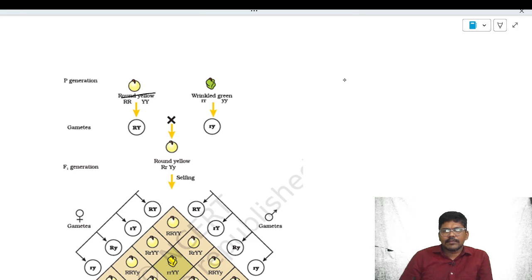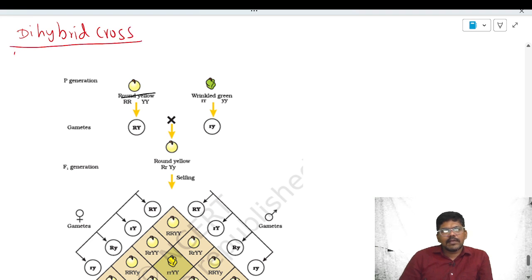Dihybrid cross. Dihybrid cross is also called inheritance of two genes.